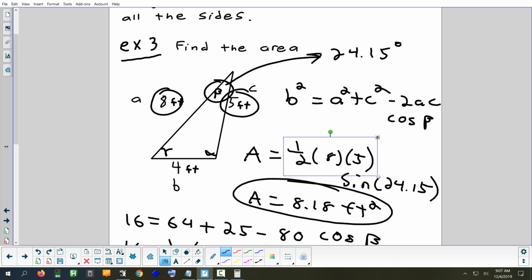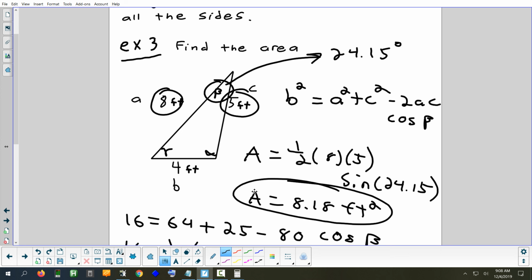So a little bit of extra work because we had to find one of the angles. It's a lot easier if they give you the angle up front. But if they don't, that's how you can do it. Notice I didn't say that's how you have to do it. Everything we did there was fine.